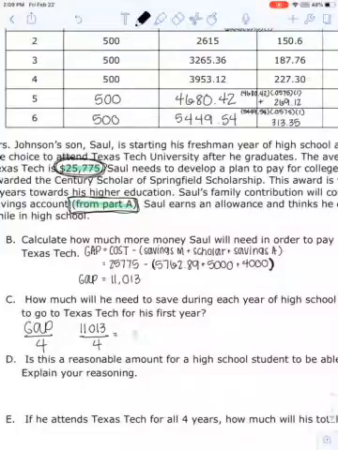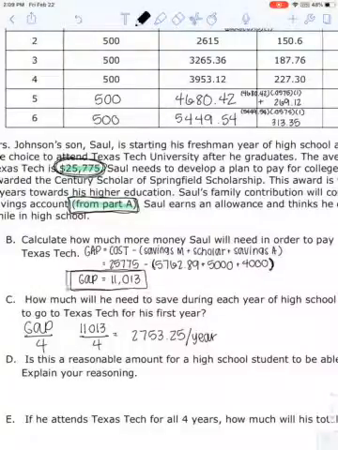And then we find that he needs $2,753.25 per year. That's how much he would have to save during high school to get this gap amount so that he is fully paid off in his first year of college.